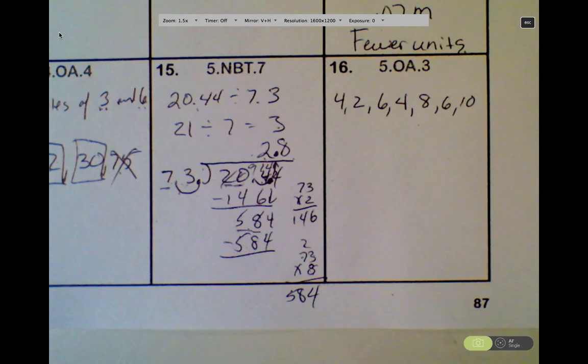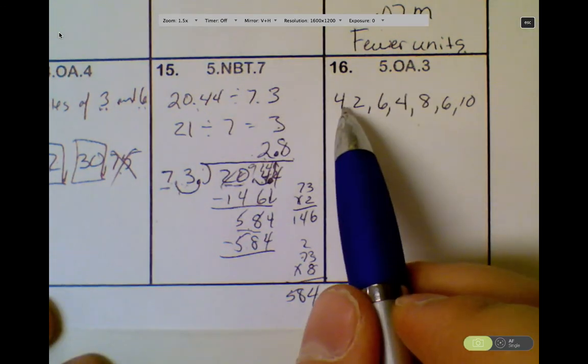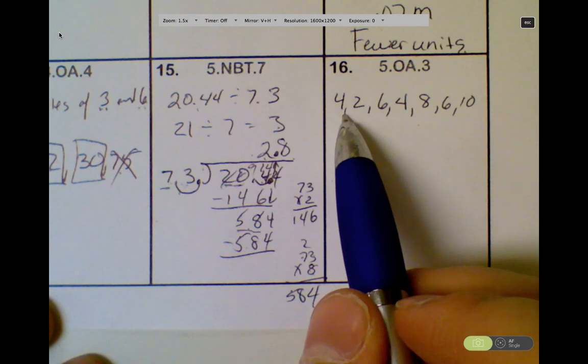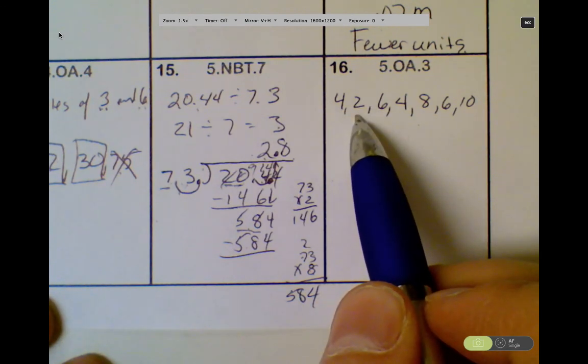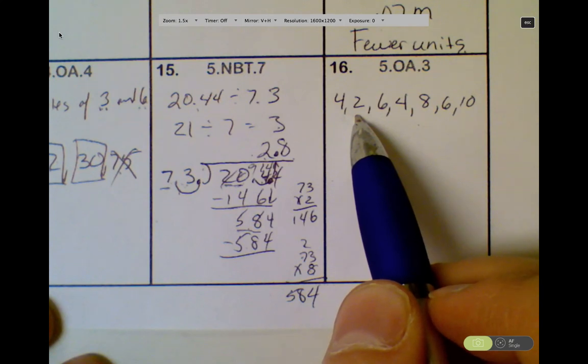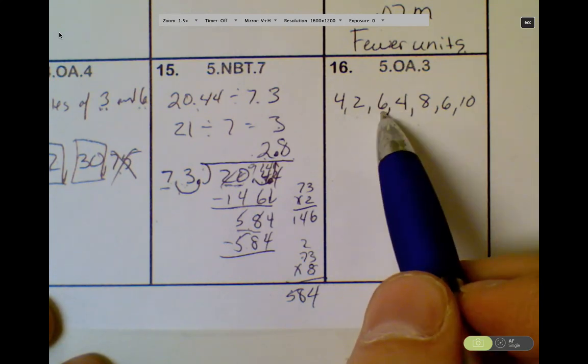And finally, 16 says identify the pattern by stating the rule. This is a crazy rule going on here. You got 4, and then it drops down to 2. Well, you can either subtract 2 there, or you can divide by 2. And then it goes up to 6. So you can either add 4 or multiply times 3.